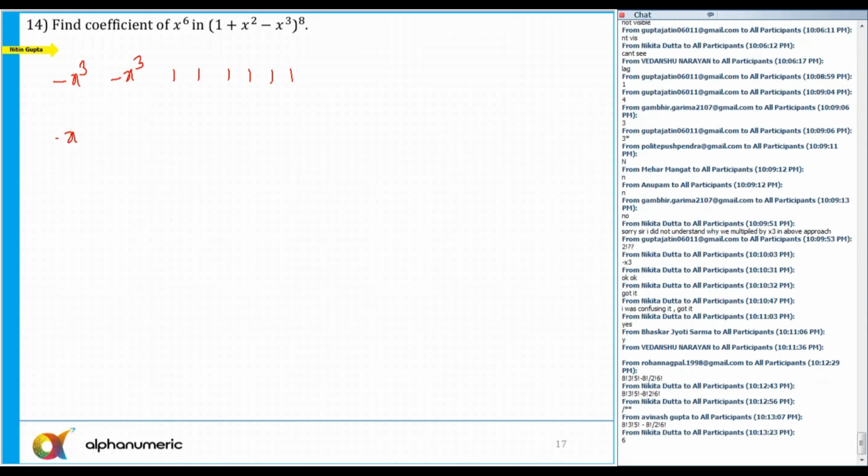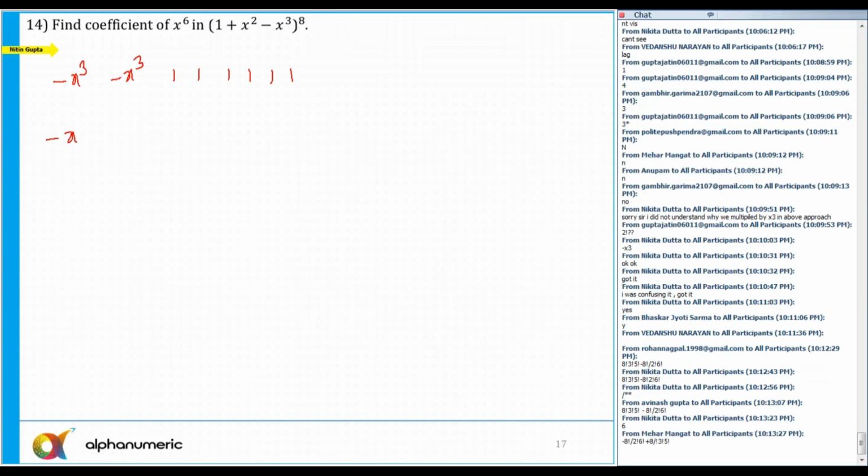Then minus x cube. But with minus x cube, again I need x raised to power 3. That is not possible. So I think the second possibility is only x square and x square, and all of them are 1, 1, 1, 1, 1. Any other possibilities? Tell me now.